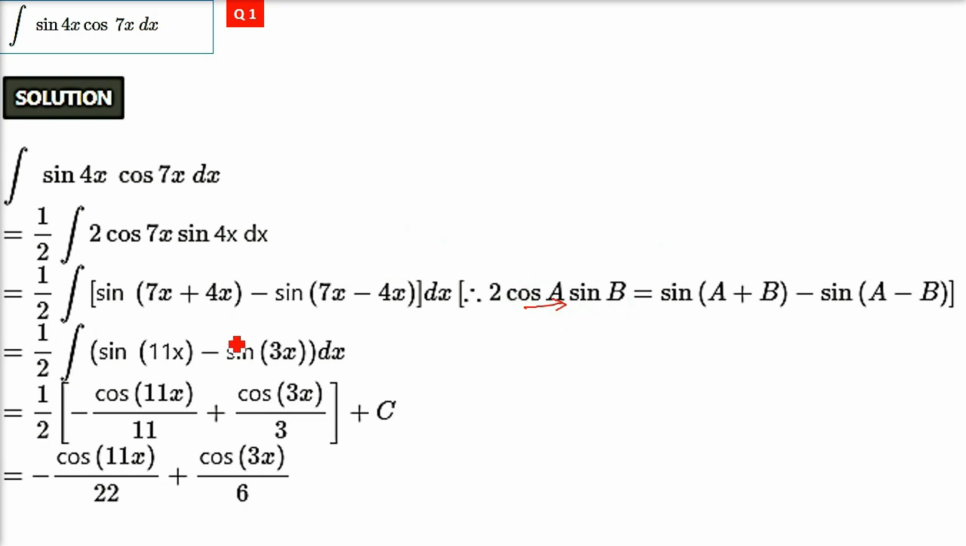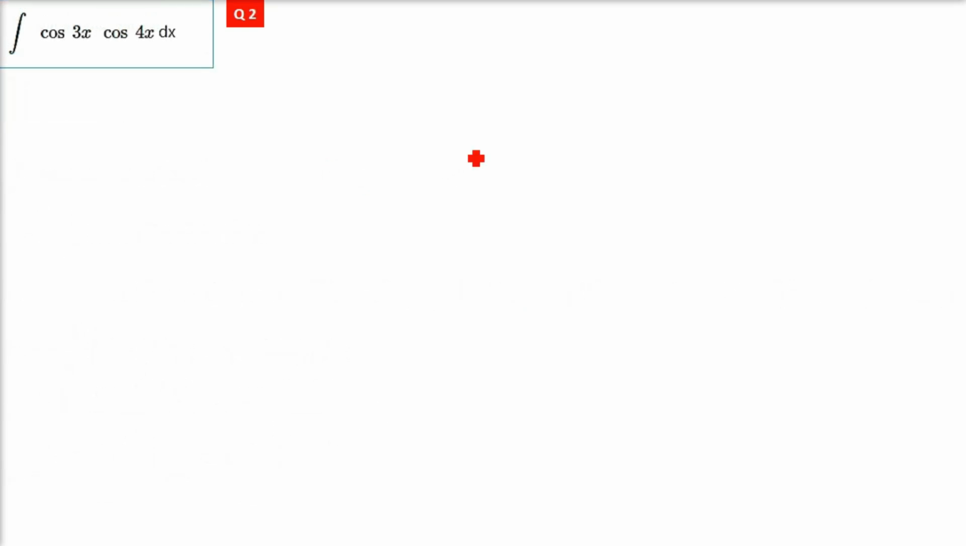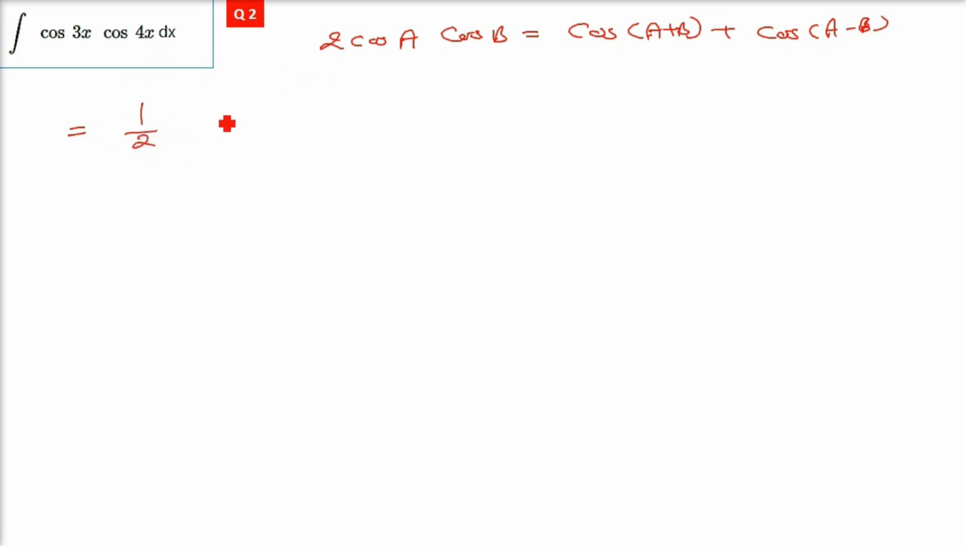And if you remember this formula, or you have practiced this formula, this question and this exercise is very easy for you. So this category of formulas we are going to employ. Now we are dealing with cos 3x and cos 4x, that is cos A cos B. So when you have 2 cos A cos B, the formula will be cos A plus B plus cos A minus B. This is 2 cos A cos B. So this will give you half, because if you multiply by 2, you have to divide it by 2, and that is how the half has come.